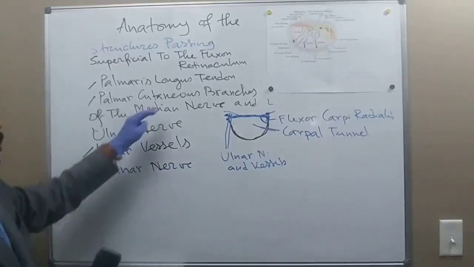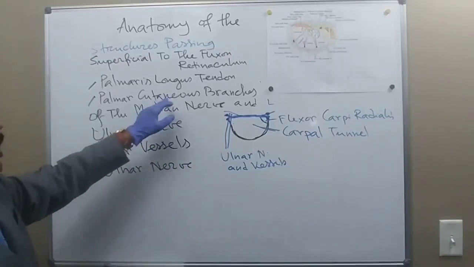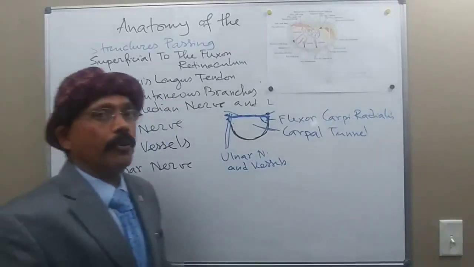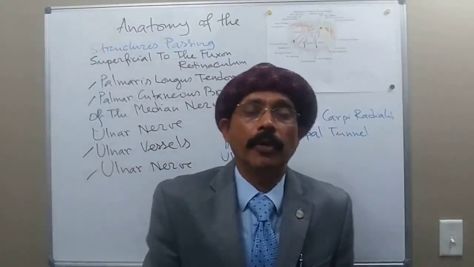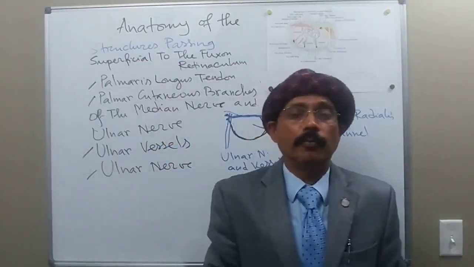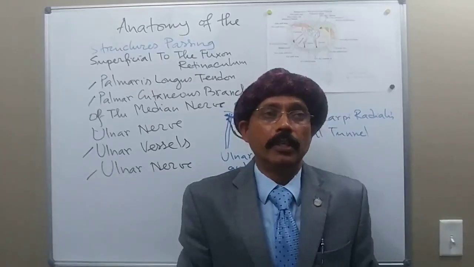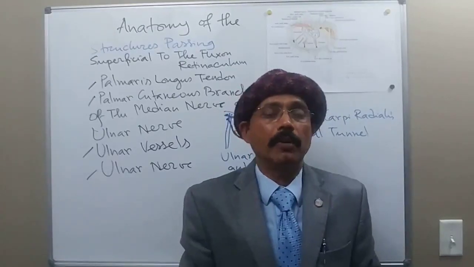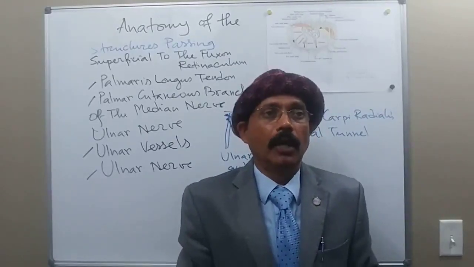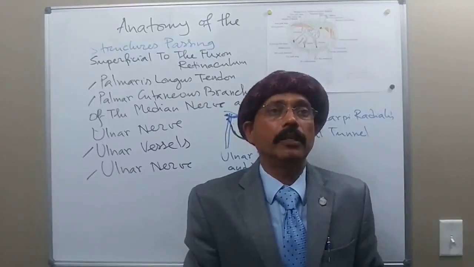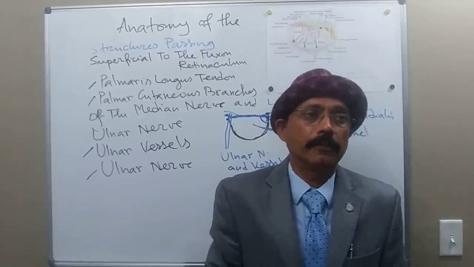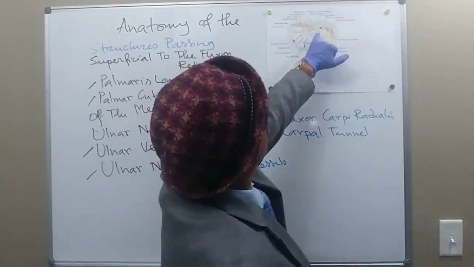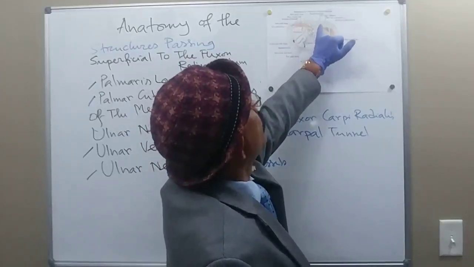So remember, the palmar cutaneous branch of the median nerve and the palmar cutaneous branch of the ulnar nerve pass over the flexor retinaculum. So again, to summarize, those passing over the flexor retinaculum are the tendon of the palmaris longus, palmar cutaneous branch of the median nerve, palmar cutaneous branch of the ulnar nerve, ulnar artery, and ulnar vein. We got that. Okay.